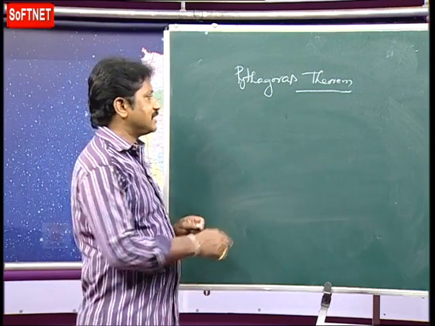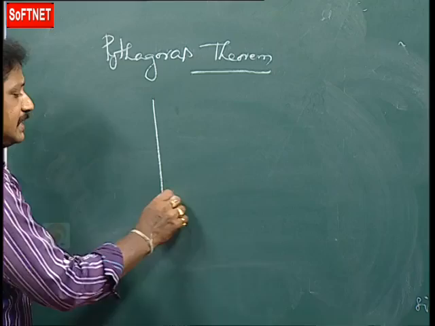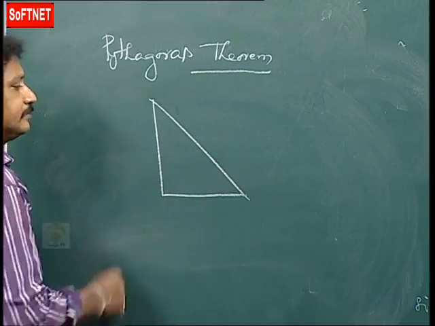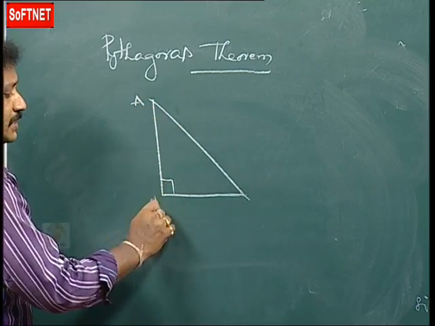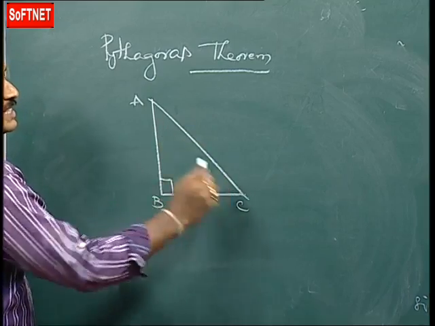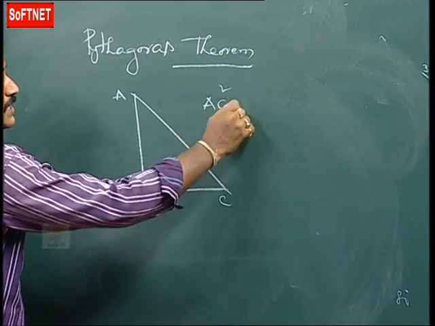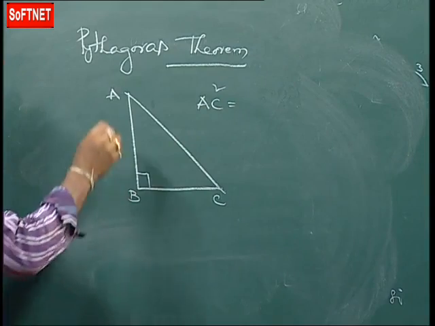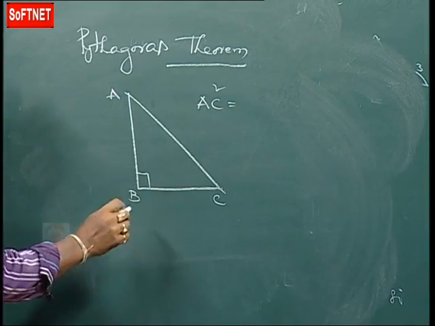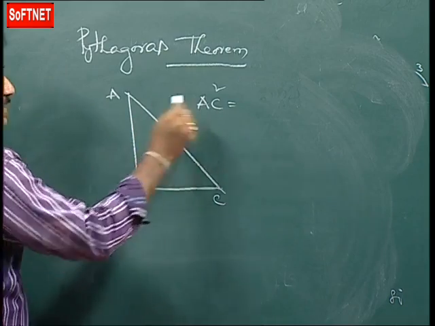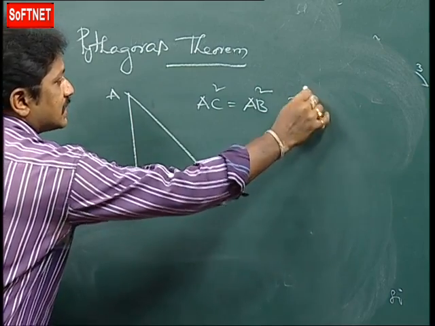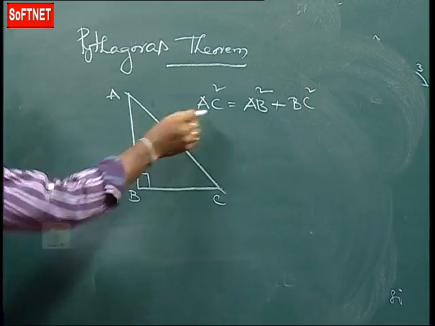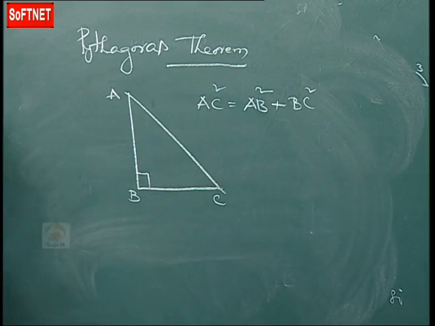Okay, what is the Pythagoras theorem? In a right angle triangle, the square of the hypotenuse, here AC, is equal to the sum of squares of the remaining two sides, the sum of squares AB square plus BC square. So AC square equals AB square plus BC square. This one you will call the Pythagoras theorem.